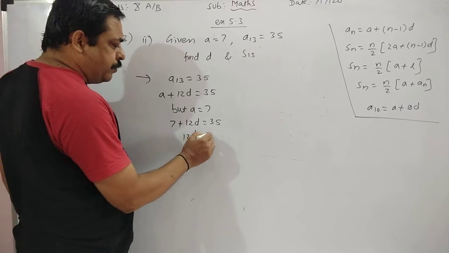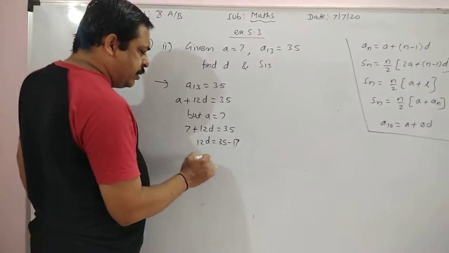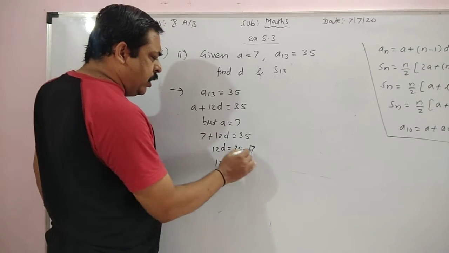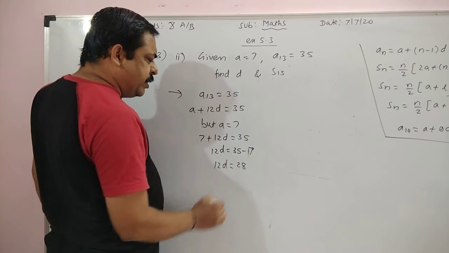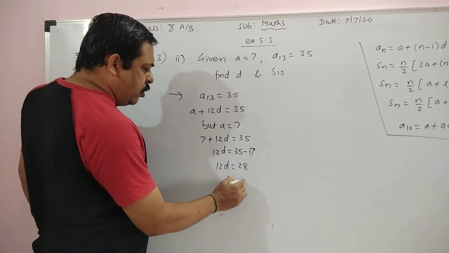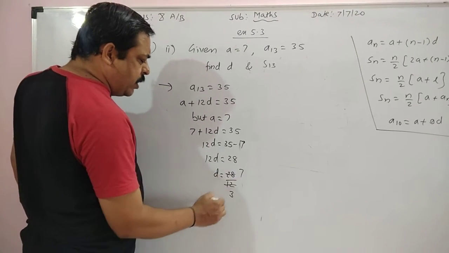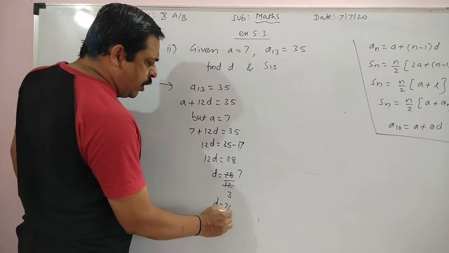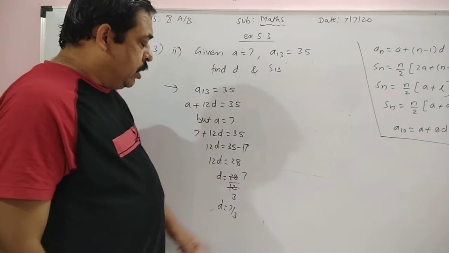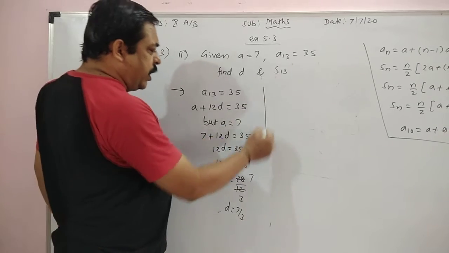12D is equal to 35 minus 7. 12D is equal to 28. D equal to 28 upon 12. D is equal to 7 by 3. Here the value of D is in fraction form. D is equal to 7 by 3.